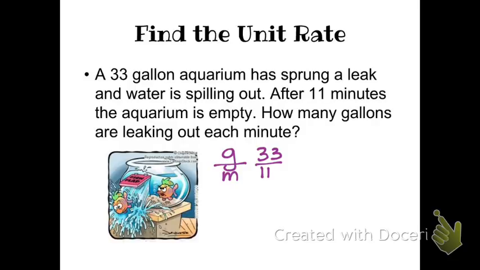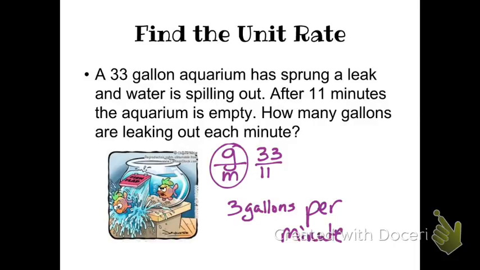And we're going to divide 11 into 33. How many per minute? 3. So our answer is 3, and we're going to use this to write our answer. Gallons per minute. Okay? 3 gallons for 1 minute. 3 gallons per minute.